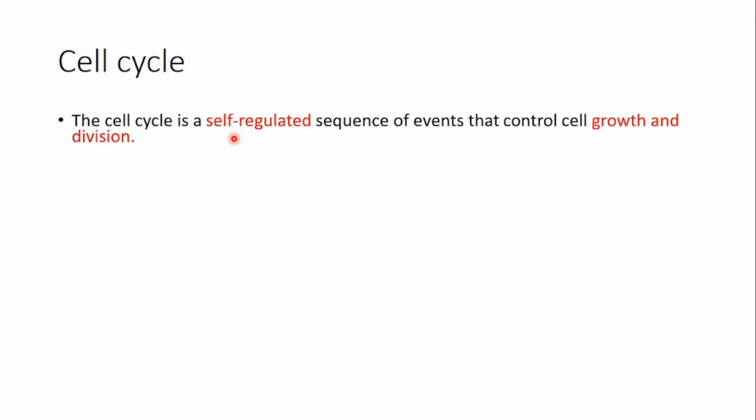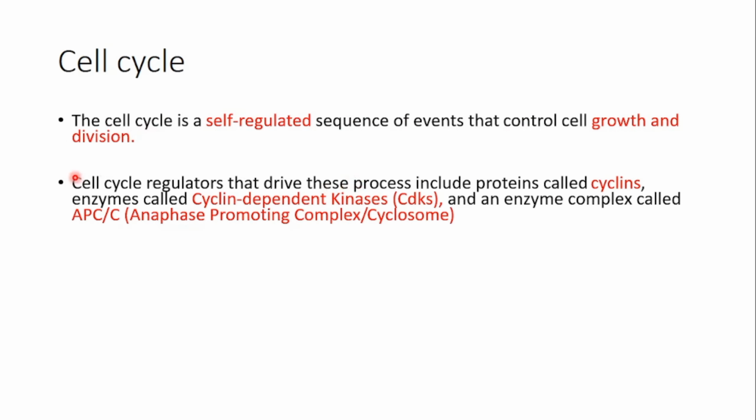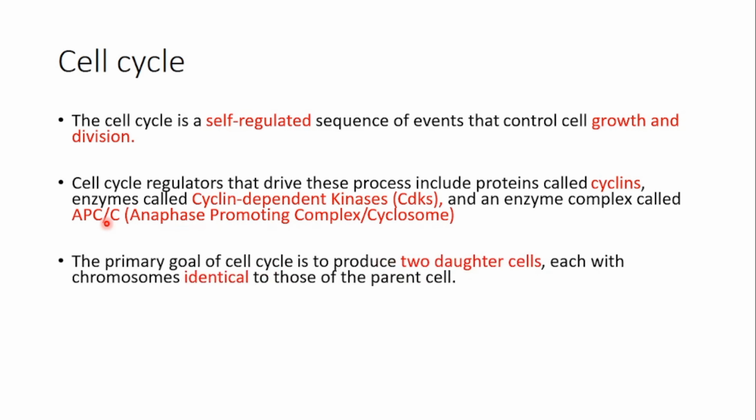So the cell cycle is a self-regulated sequence of events that control cell growth and cell division. And the cell cycle regulators that drive the processes involved in the cell cycle include proteins called cyclins, enzymes called CDKs or cyclin-dependent kinases, and an enzyme called anaphase promoting complex cyclosome.